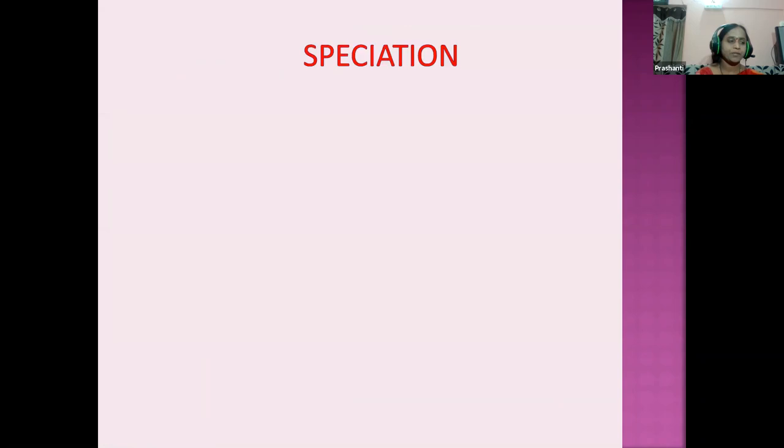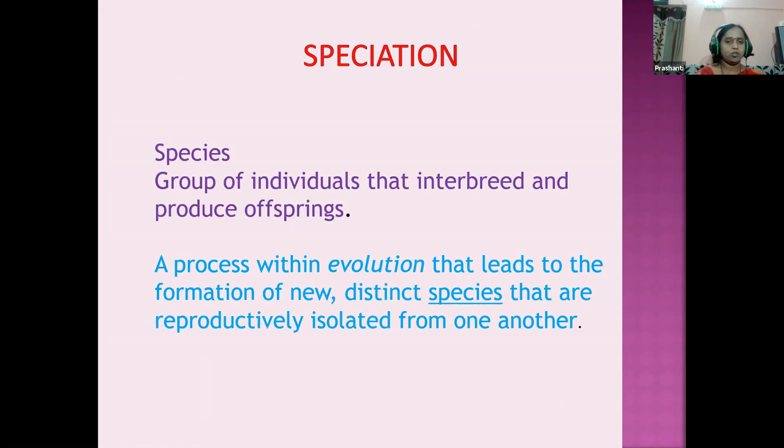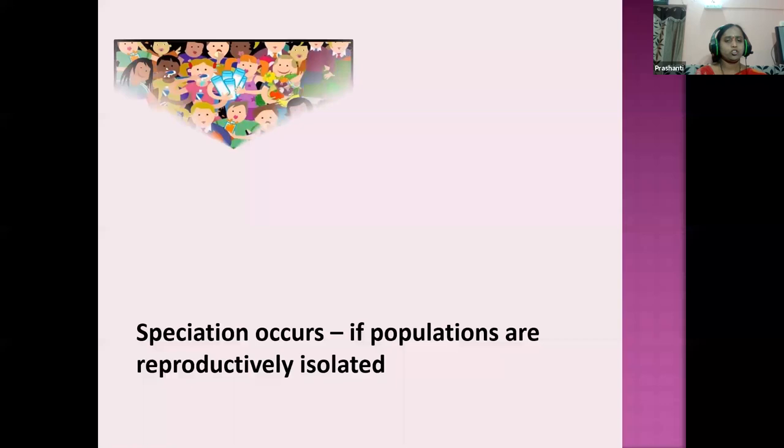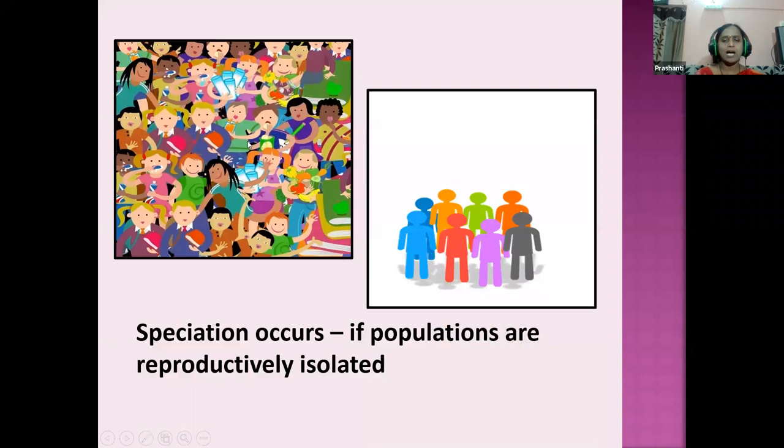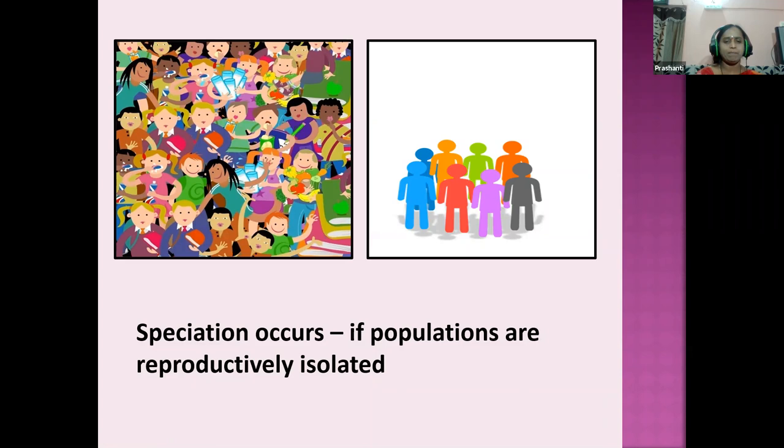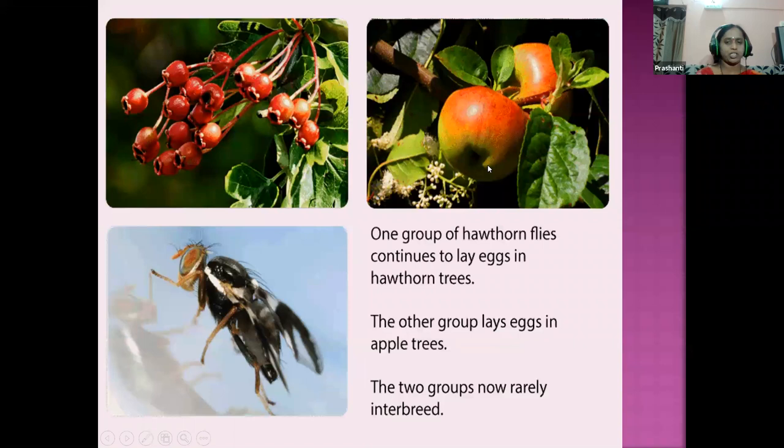And next we go to speciation. What is a species? Already we have learned, children, that a group of individuals that interbreed and produce offspring is called a species. When species are reproductively isolated from one another, that is called speciation. Speciation occurs when, from a large population, a few are reproductively isolated. When there is no chance of interbreeding with the large population, the small group will interbreed within itself. So this leads to speciation. For example, with hawthorn and apple trees, the flies laying eggs on them rarely interbreed across the two groups and form a new species.